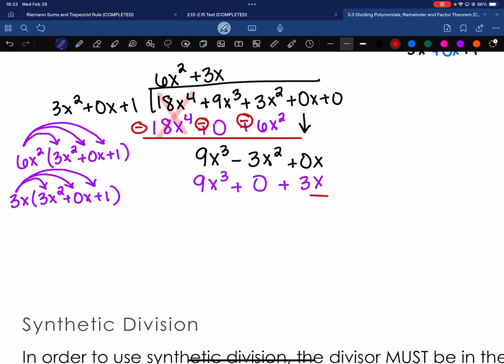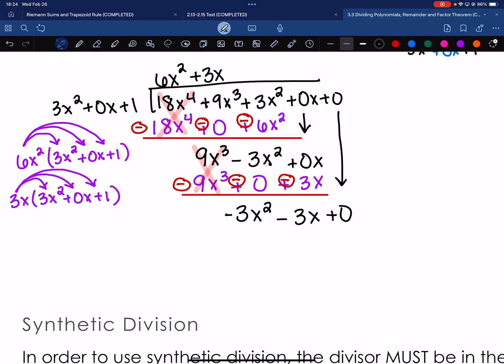From here, draw your line, change all the signs. 9x cubed minus 9x cubed cancels out. Negative 3x squared minus 0 is still just a negative 3x squared. 0x minus 3x is a negative 3x. And then if you want to drop down that last 0, you can. You won't necessarily need it. Oh yeah, you will. Okay.